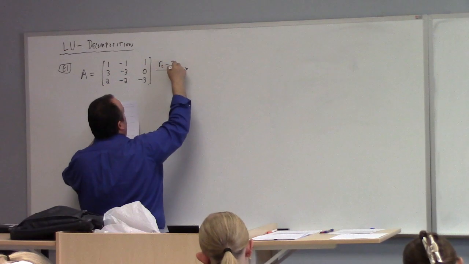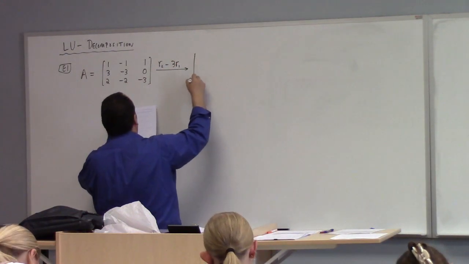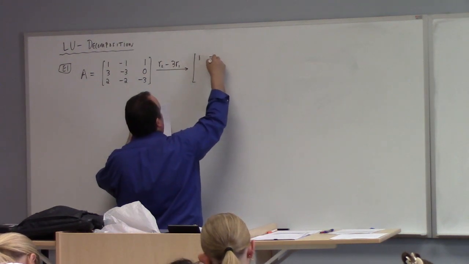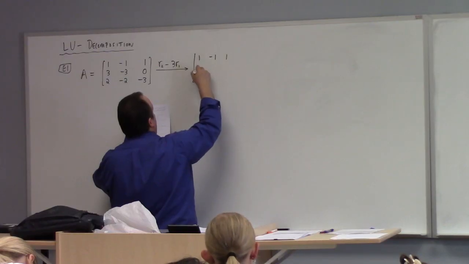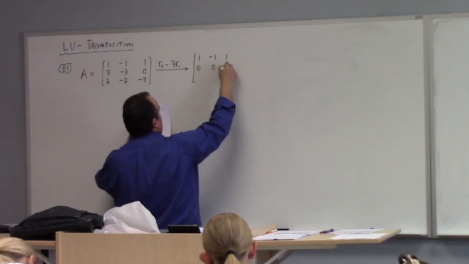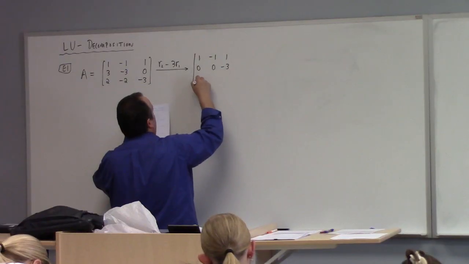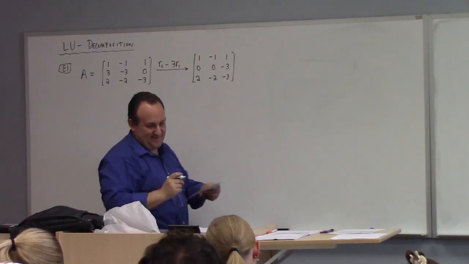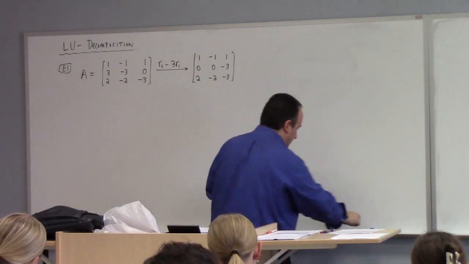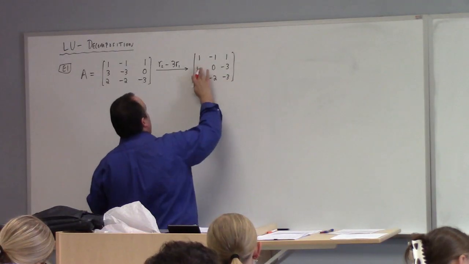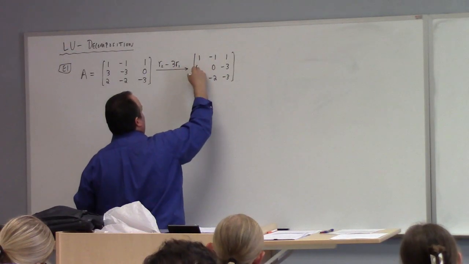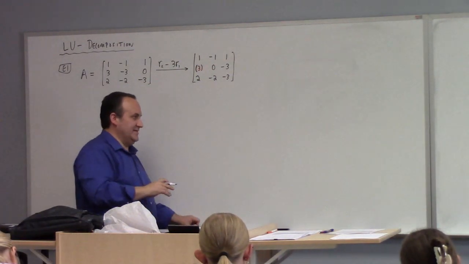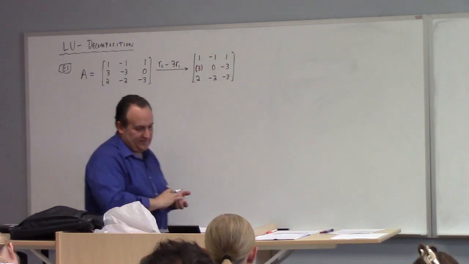All right, and that brings me to the matrix: 1, minus 1, 1, 0, 0, minus 3, 2, minus 2, minus 3. All right, but then here's where it gets weird. Don't write 0 there, actually. I'll do it in a different color. What we do is put a 3 there because we subtracted 3. I know that's weird, but that's it. Put a 3 in parentheses there like that.